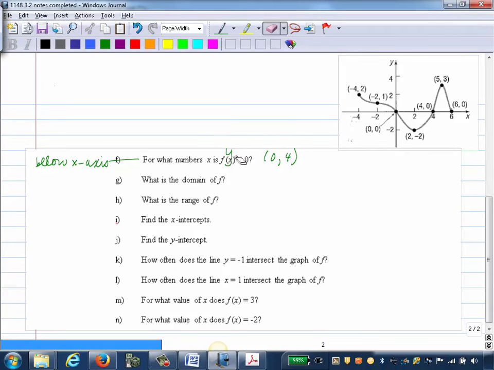Because this inequality is a strict less than, it doesn't have the equals on it, that's how I know to put parentheses around here. So it's asking for where it's strictly below the x-axis. Well, it hits the x-axis at 0 and 4, so you wouldn't want to put brackets on the 0 or the 4.